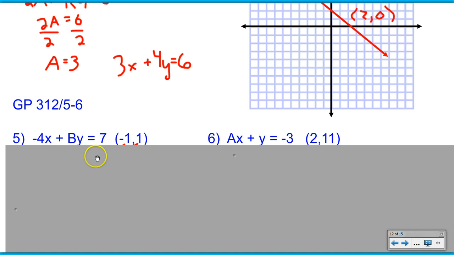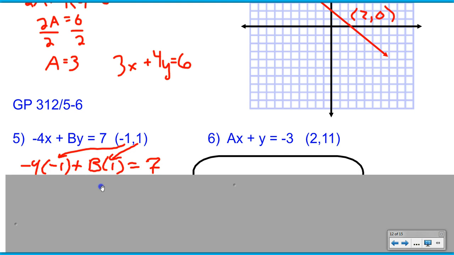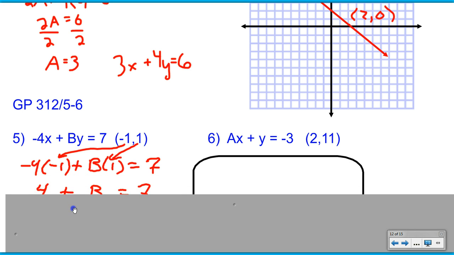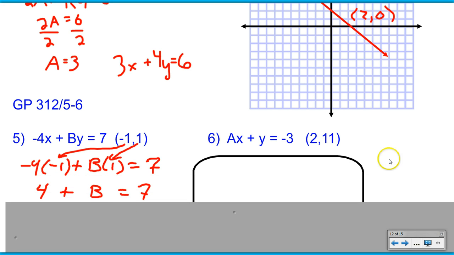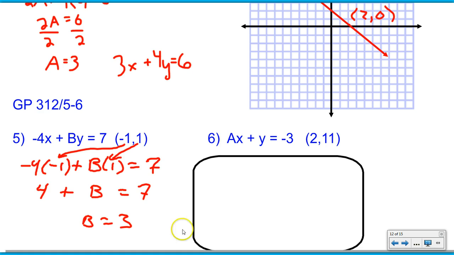All right, for question 5, we simply plug in -1 for x and 1 for y, right? And when we do, we now can solve. -4 times -1 is 4. 4 plus b equals 7. So we can subtract 4 and b equals 3. Good, we found the unknown coefficient, 3.